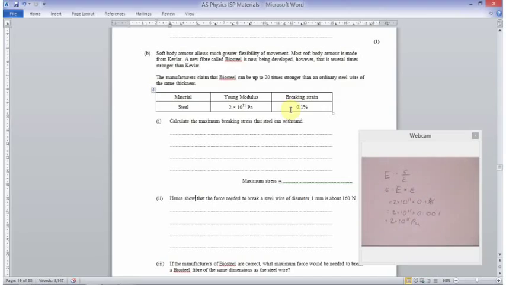Hence, show the force needed to break a steel wire of diameter 1 millimeter is 160 newtons. So we know the stress, because we've just figured out, 2 times 10 to the 8 pascals. Stress is equal to force over area. We want the force, we have the area from A is equal to pi r squared.